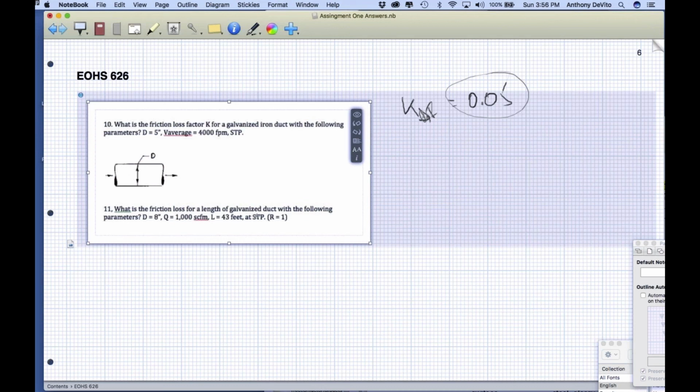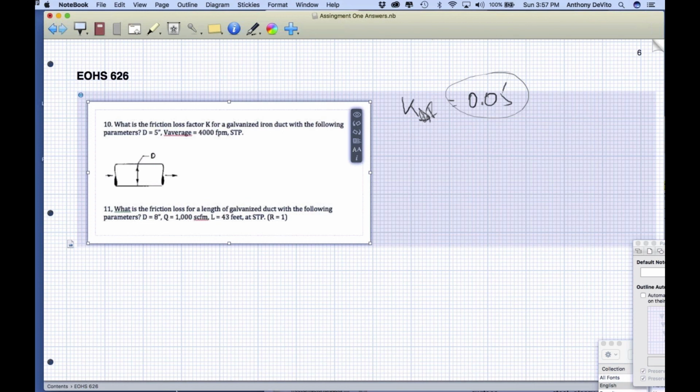What is the frictional loss for a length of galvanized iron duct with the following parameters? The diameter is equal to 8 inches. Q is equal to 1,000 cubic feet per minute, and the length is equal to 43 feet at standard temperature and pressure. Roughness is equal to 1, but we didn't need to be told that because we were told that it's standard galvanized iron ductwork. So let's see what we need to do here. Well, the diameter is 8. The velocity of air moving through here is 1,000, right? So we need to get our K factor, and then let's see what else we need to do. We need to know what our velocity pressure is as well, don't we?